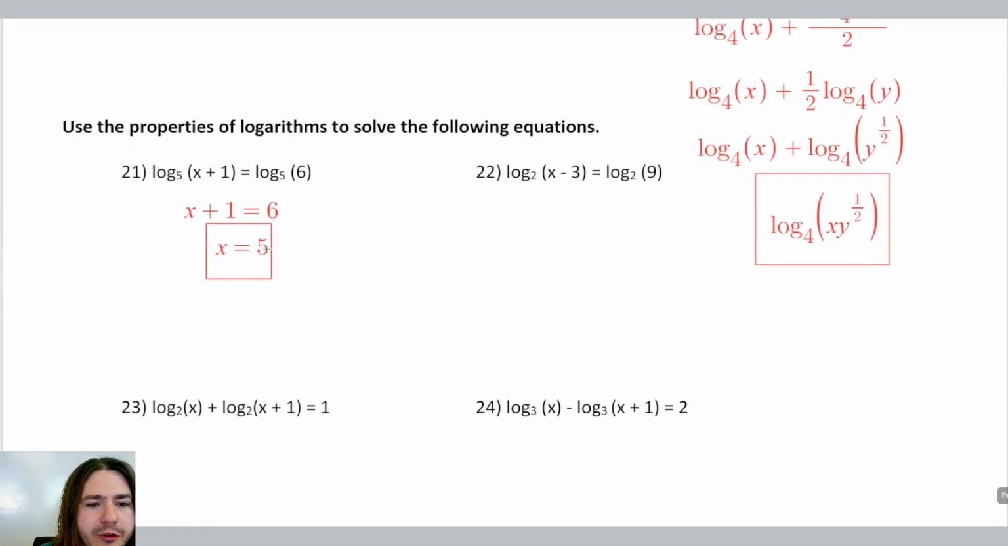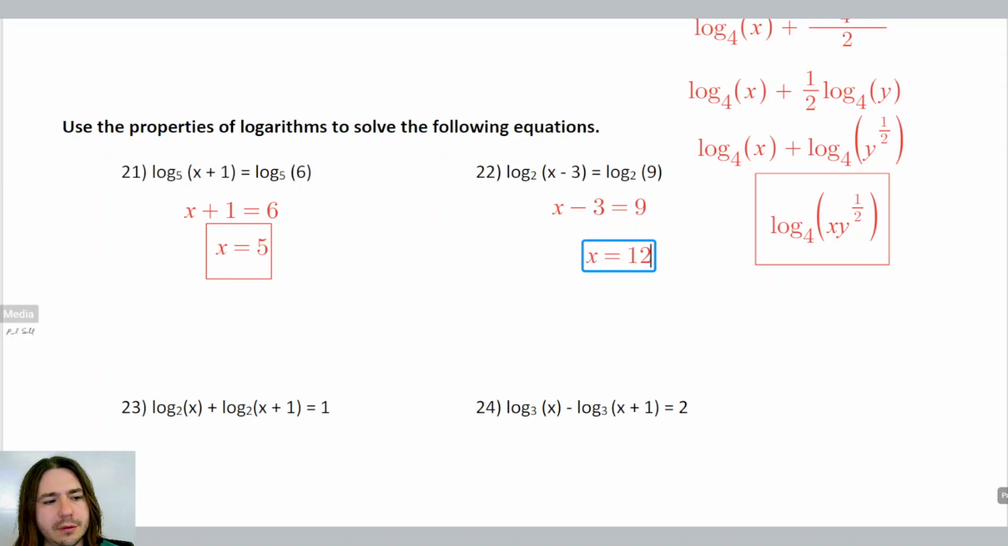Now, you want to be careful. You want to make sure that this is a valid solution. You can't have any negative numbers inside the parentheses, so you just want to check and make sure you don't end up with that. 5 plus 1 is 6, so there's really no issue there. Number 22, same thing. We're going to drop the two logarithms, and we get x minus 3 equals 9. So adding 3 to both sides, we get x equals 12.